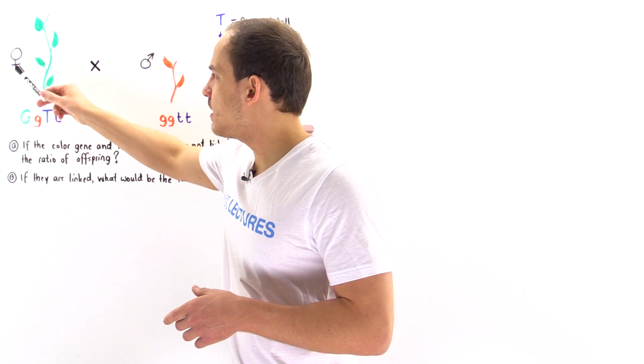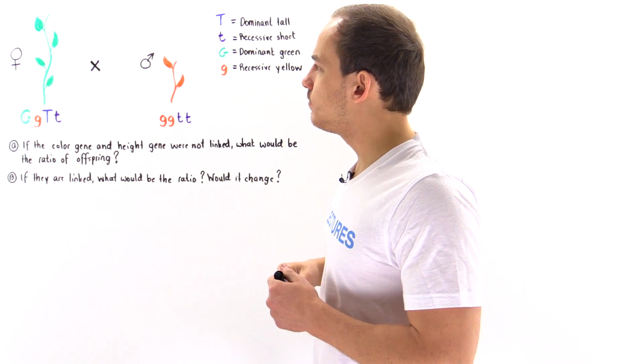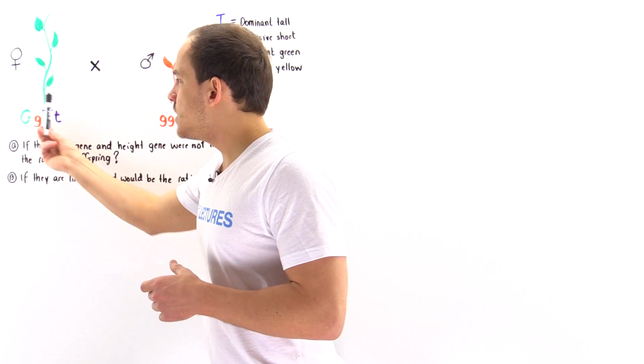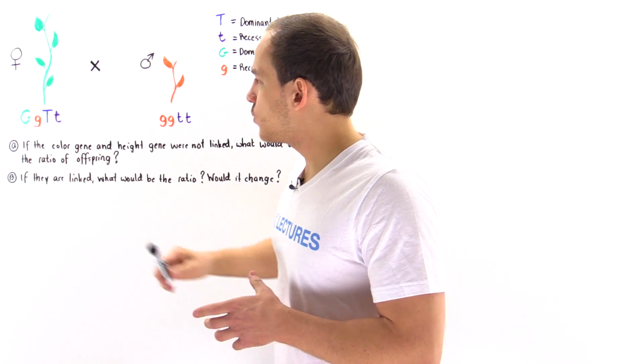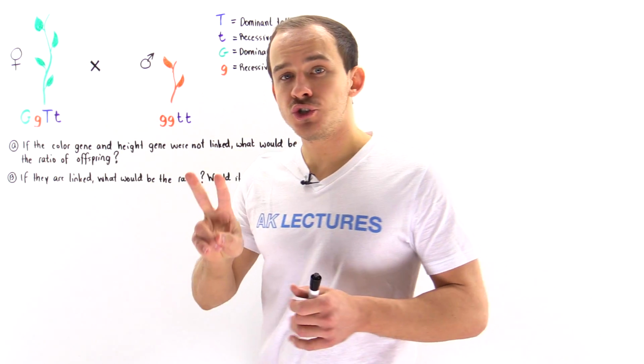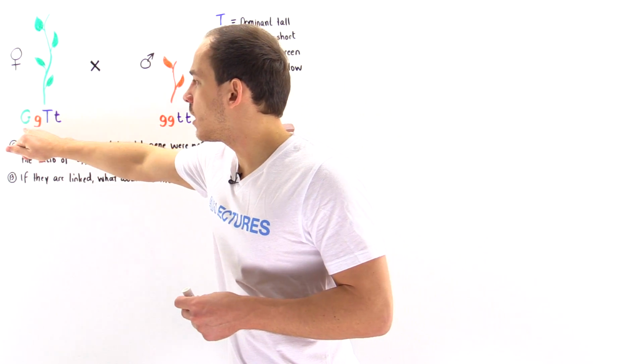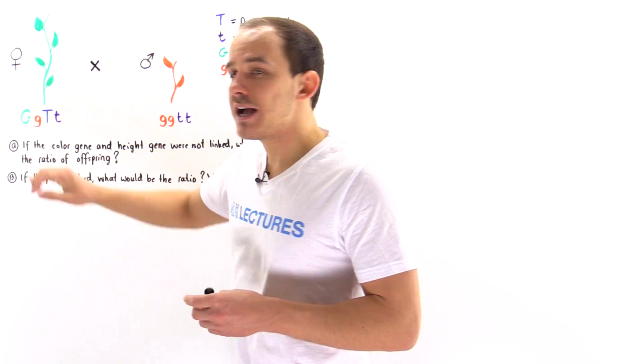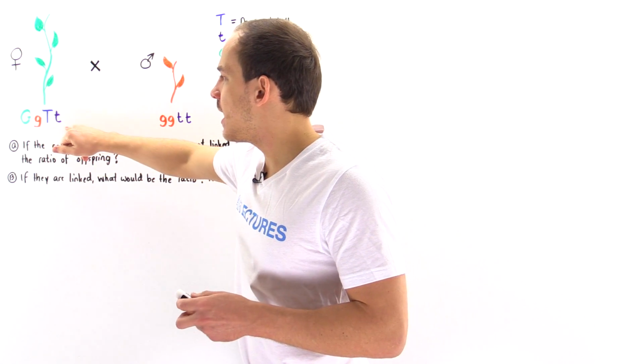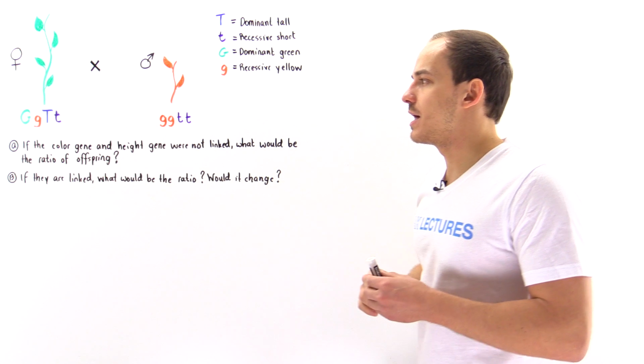So we have a female plant and we have a male plant. Now, this is the genotype of the female plant. So we have heterozygous for two different traits. We have the color trait, which is given by the letter G, and we have the height trait, which is given by the letter T.